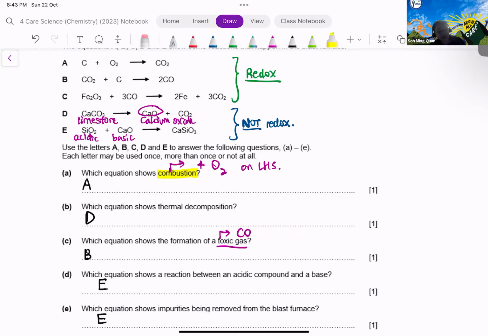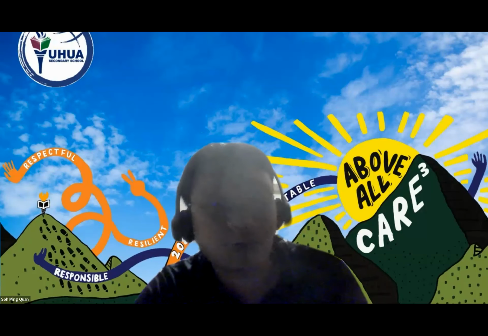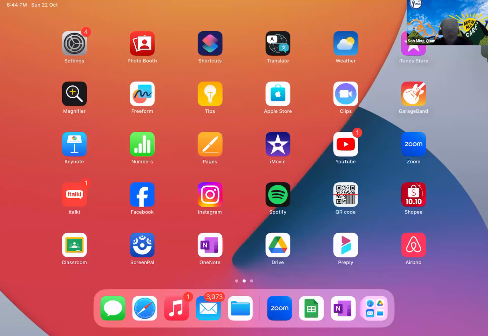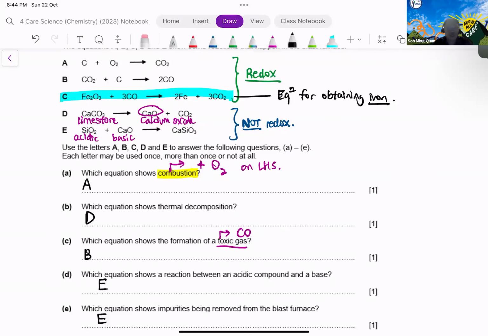Okay? Next, equation C is the equation for obtaining iron. So if they ask you, write an equation to show how iron can be obtained in the blast furnace, if they just ask you to write one equation, which equation would you write to show that iron can be obtained? All right. The equation should be C. So you will write equation C when you are asked to write the equation to show how iron can be obtained. Okay. So just please ensure you take these details down so that you are fully aware of it.